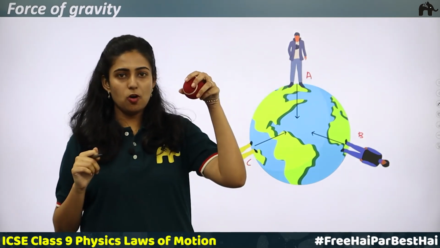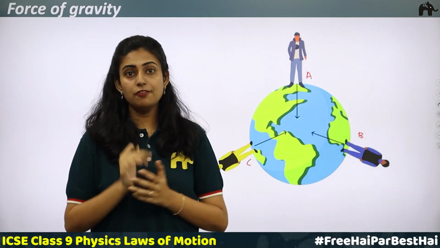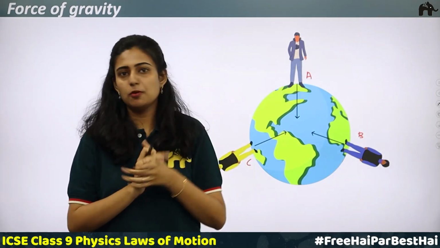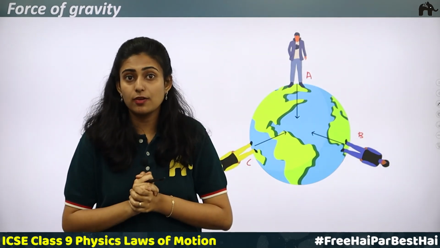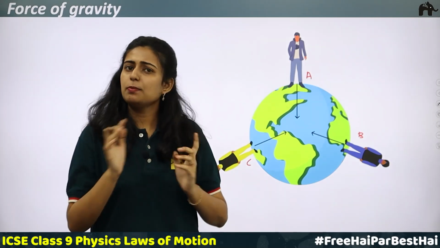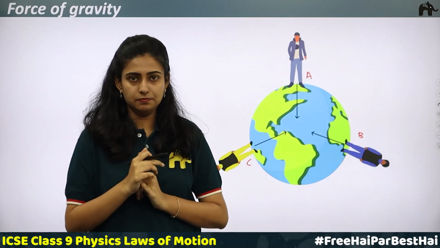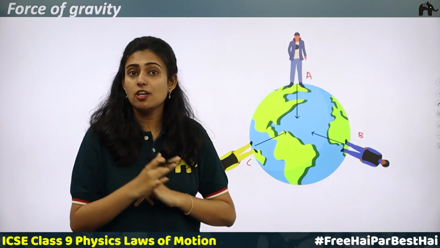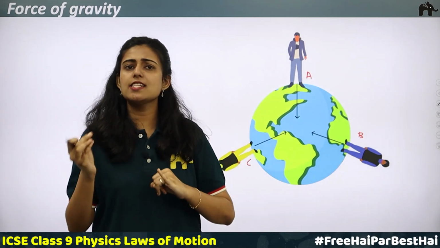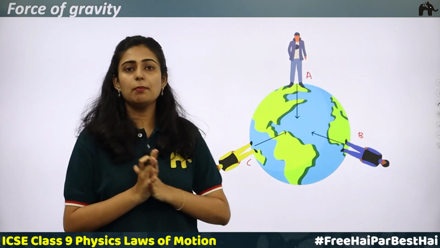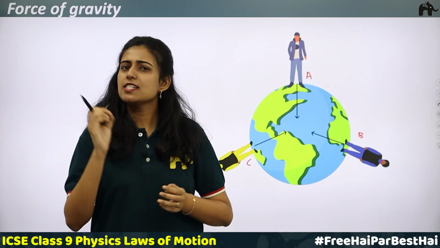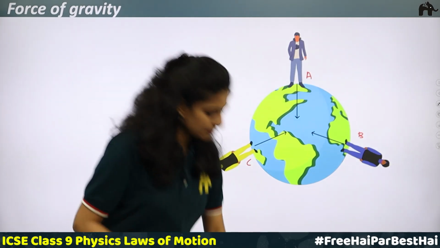When I drop a ball to the ground, what happens? It falls to the ground. Am I applying any force? I'm just releasing the ball from my hand. Still it falls to the ground. In the previous chapter, we have studied Newton's laws. Newton's first law: a body will remain in a state of rest or in uniform motion unless an external force is applied. Here I am not applying any force, I am just releasing the ball. Still it falls to the ground. So there is some other force.